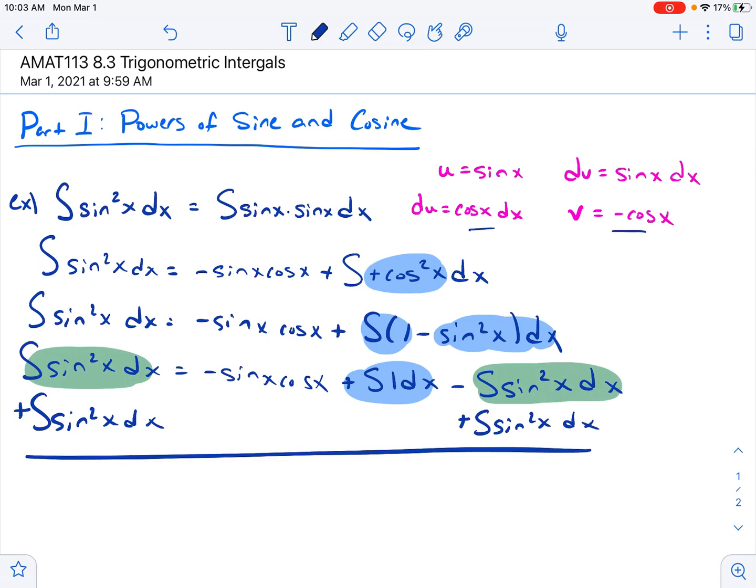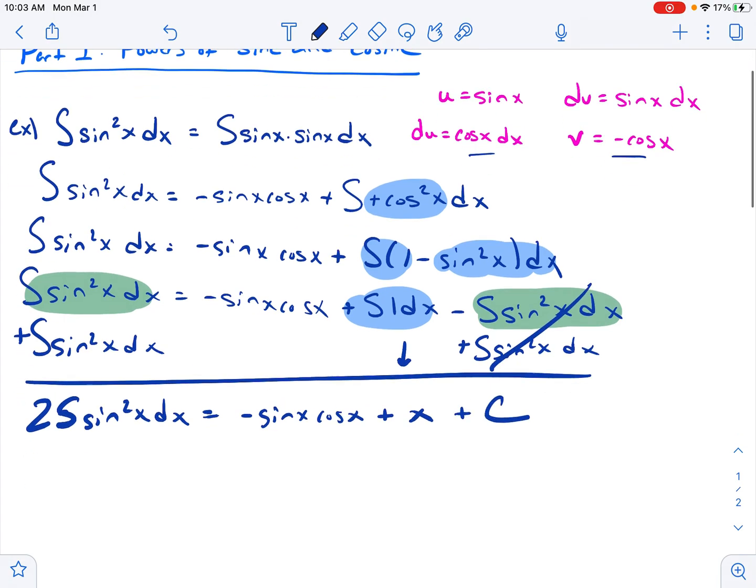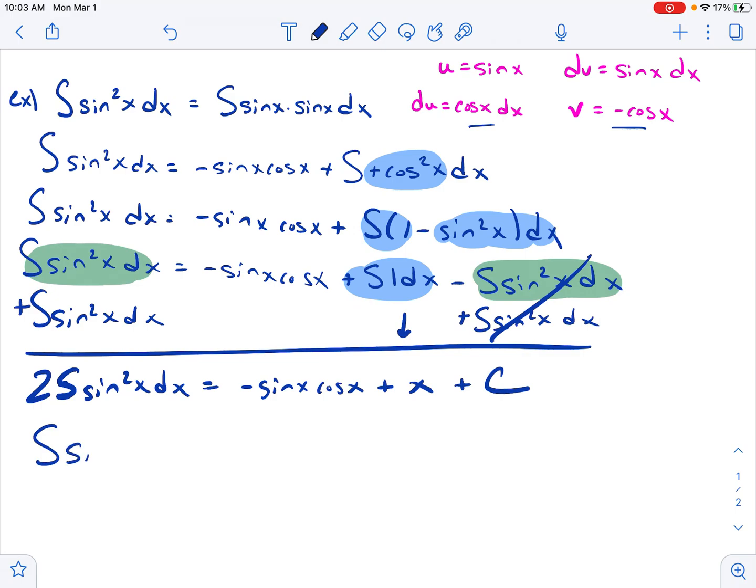And so what do we now have? We have two of these integrals of sine squared x dx is equal to negative sine x cos x. When I integrate the 1, I get back a plus x. I'll throw the plus c in there because those integrals are gone. Now divide by 2, and we get that the original integral of sine squared x is negative 1/2 sine x cos x plus 1/2 x plus c.